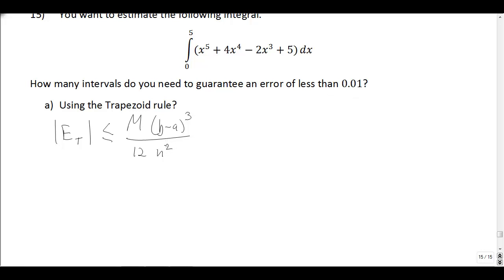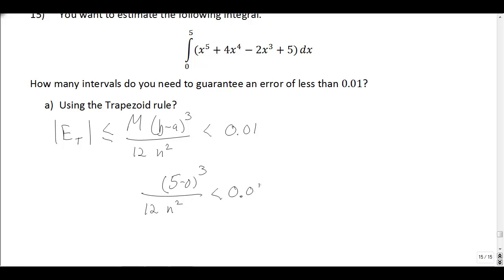By making n sufficiently big, we can drive this down, which will drive the error down. So what we're going to do is we want this term here to be less than 0.01. So we can plug in M and b minus a. Those are constants defined by the problem. So b and a are 5 and 0. So I can kind of ignore this error from the trapezoid here. So I'm going to get b minus a is 5 minus 0 cubed over 12n squared.